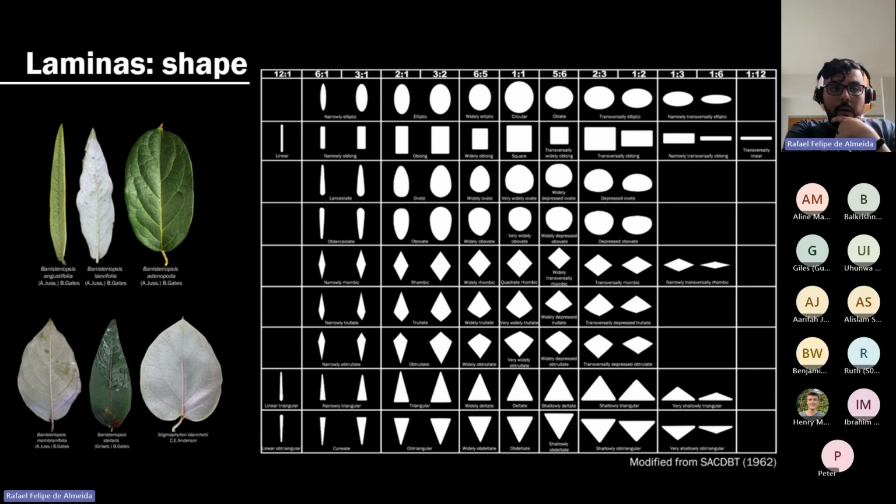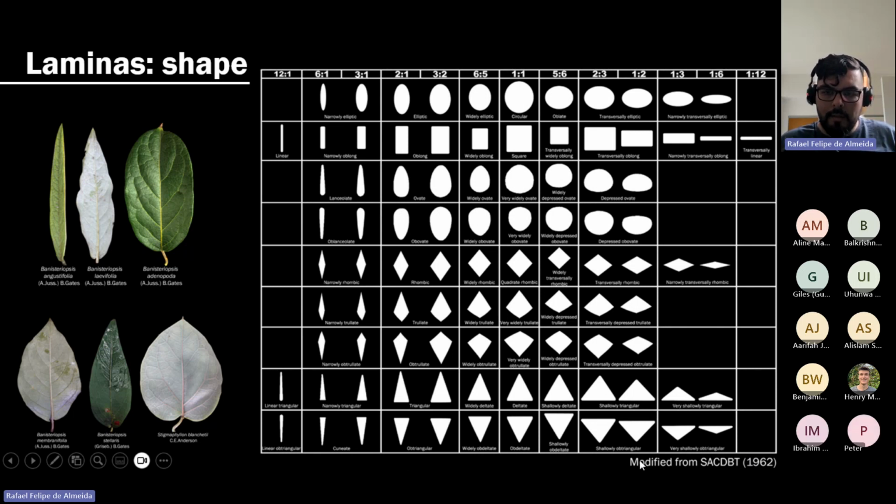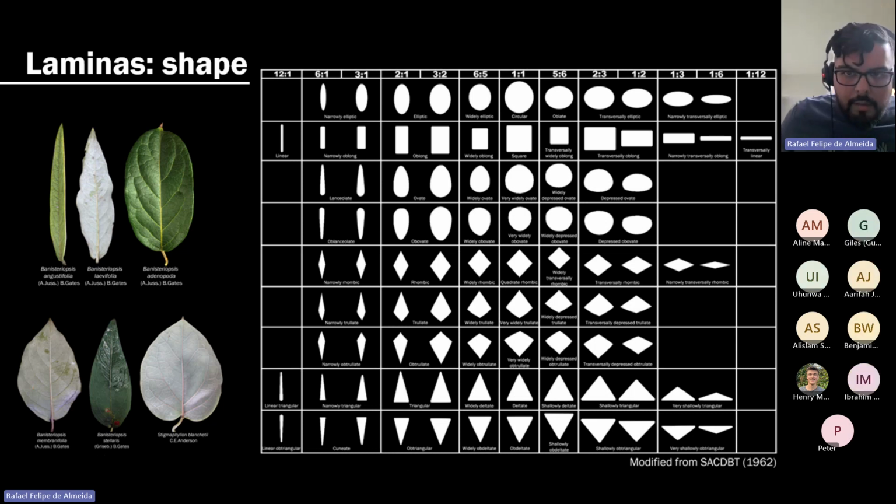Now I'm going to talk a little bit about the laminas, the leaf blade shape. The most useful classification for leaf blade shape in Malpighiaceae is this one from a very old paper published in Taxon in 1962, I think, that very old morphological glossary that Radford uses in his book. I just modified it from the original paper. And it's very, very useful because here you can use only the proportions of the leaf blade to give a specific name. So I think it's more objective, so it's easier for us to use this way.